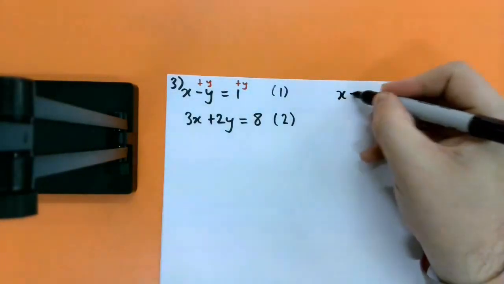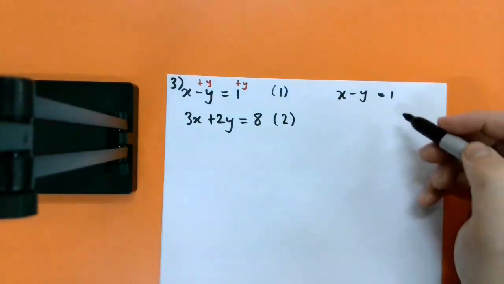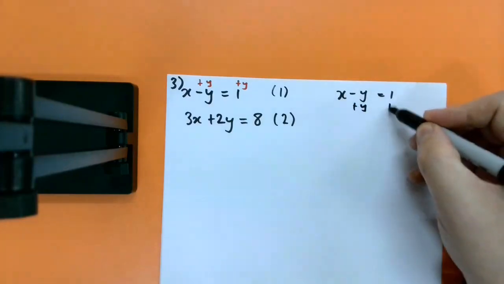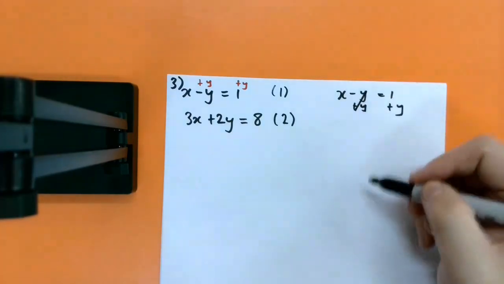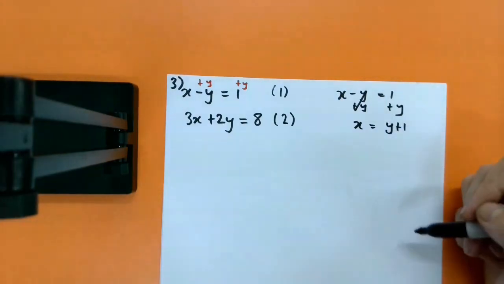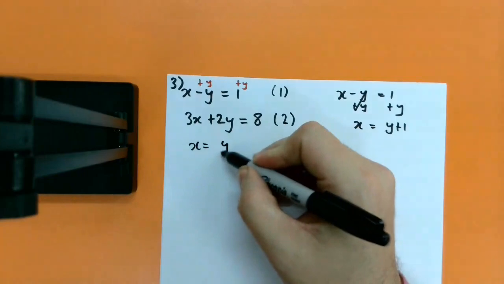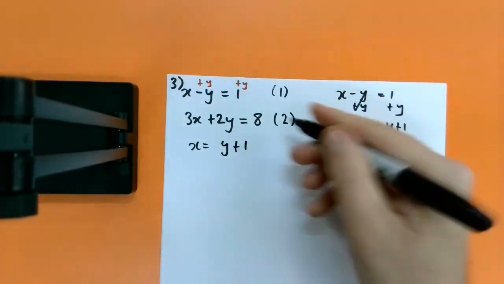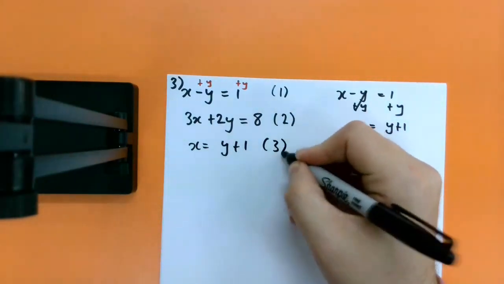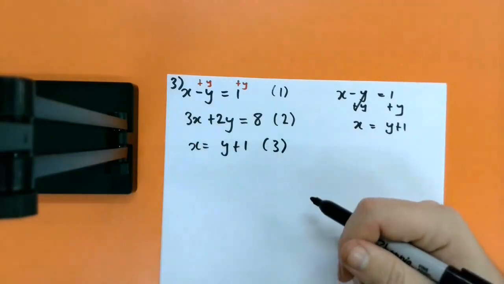Okay, so if I have x minus y is equal to 1, if I add y to both sides, that will cancel, and I have x is equal to y plus 1. So this is my new equation here, x is equal to y plus 1, and we're going to call this equation 3. So now we have x equals something, we can use the substitution method.